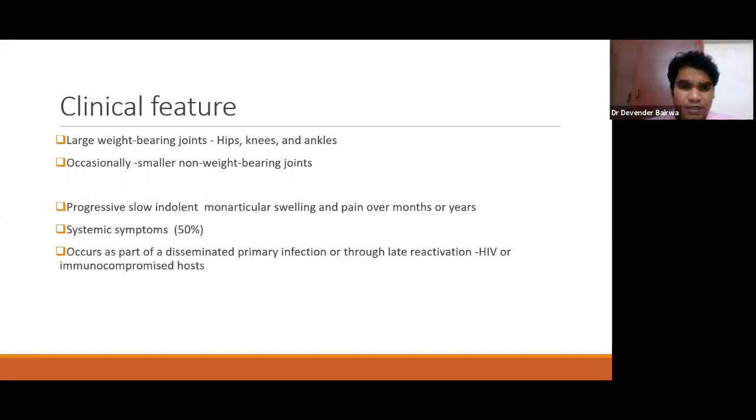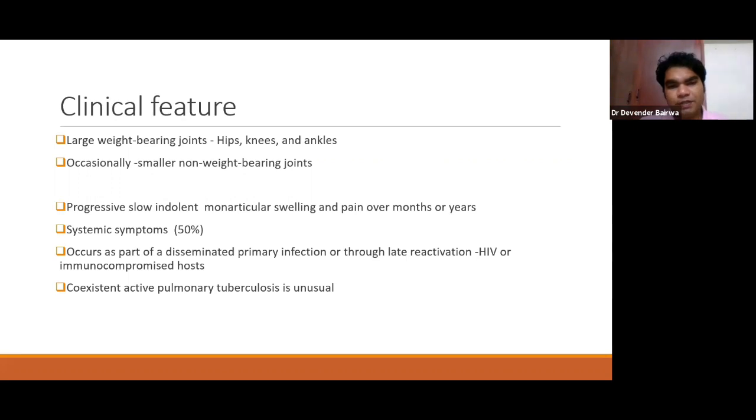It generally occurs as a part of disseminated primary infection or through late reactivation. This late reactivation is commonly seen in HIV and immunocompromised hosts. In our clinical practice, I have seen 3-4 patients of SLE who were on treatment for a long time, and after 3-4 years of treatment they presented with tuberculosis, TB of the ankle, let's say TB of the wrist. That kind of cases we have seen in our practice.